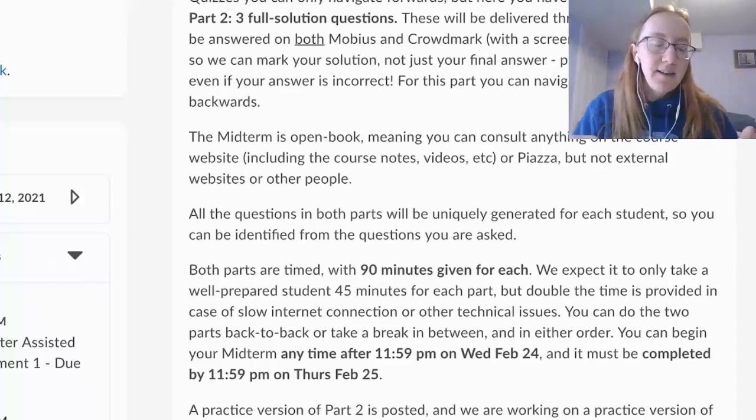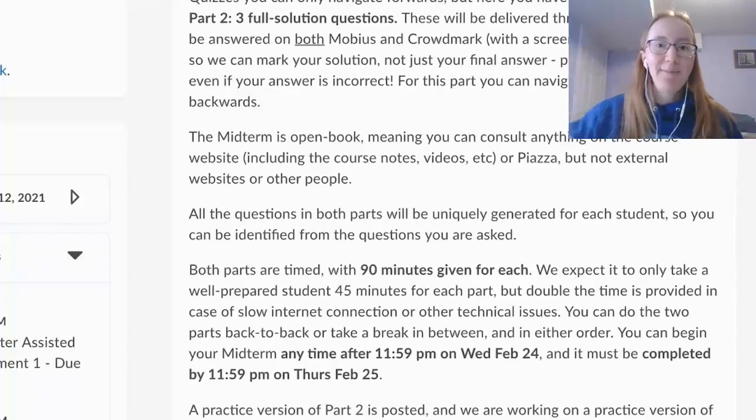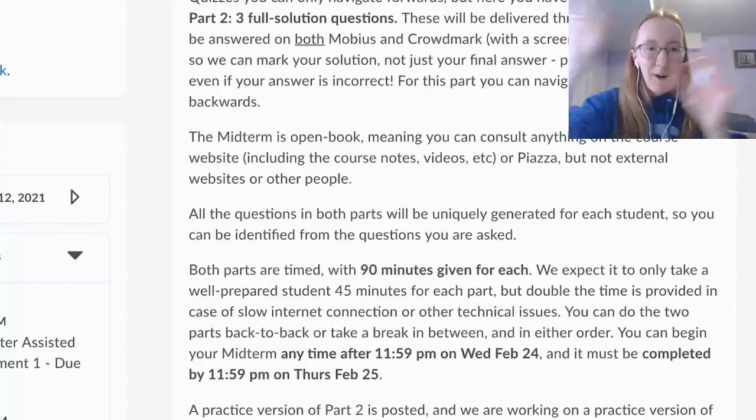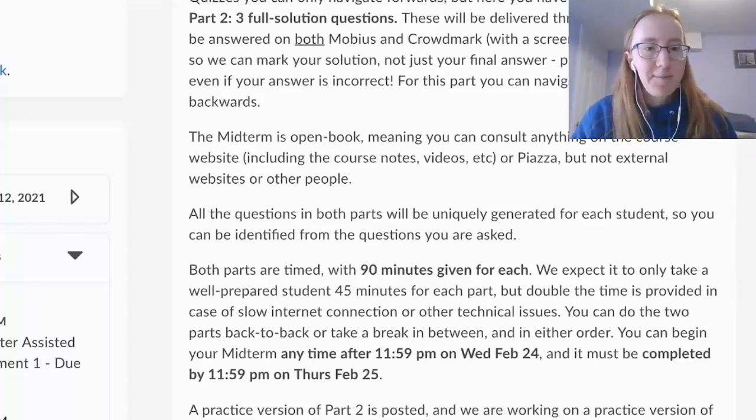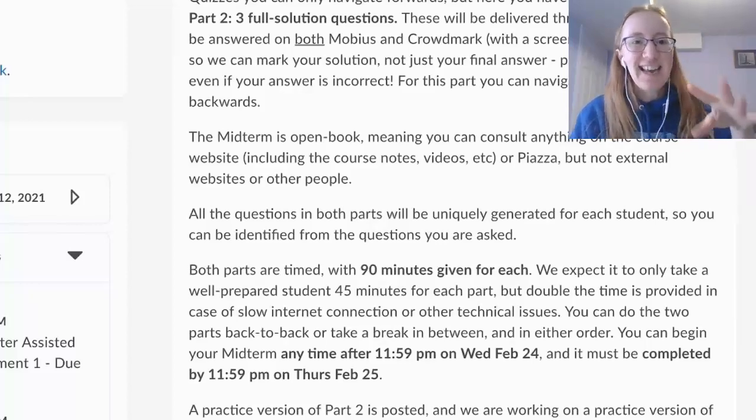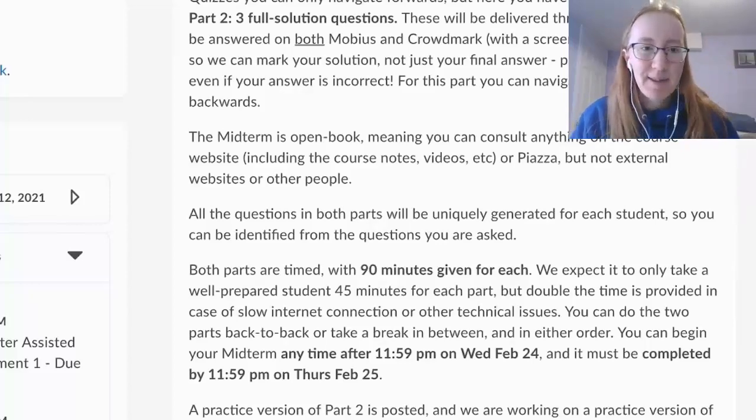And in terms of the timing, we would expect a well-prepared student to be able to complete the entire thing in 90 minutes. Like in class, when we do things in person, we usually give 90 minutes for the midterm, but we've given double that. So we're giving you 90 minutes for each part, where we think it'll take you 45 for each part. That's helpful if you have a slow connection and it takes some time for the page to refresh, so that you're not at a disadvantage.